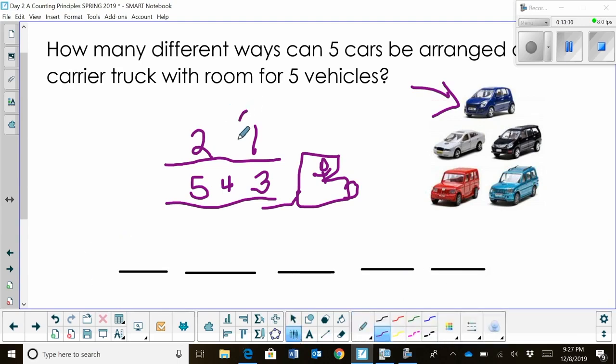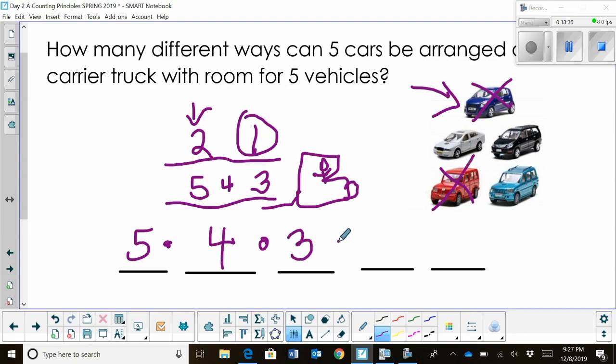Okay, now for spot 1, how many different cars can we put up? If we have these 5 cars lined up, well, we could pick any of them. So we would have 5 choices. But then for the second position, once we've put a car, let's just say we put the little blue car up there, we now have 4 choices. And then once we put a car up, let's say we put the red one next, we would then have 3 choices, and then 2, and then 1. So really what we've done is we've created a factorial.